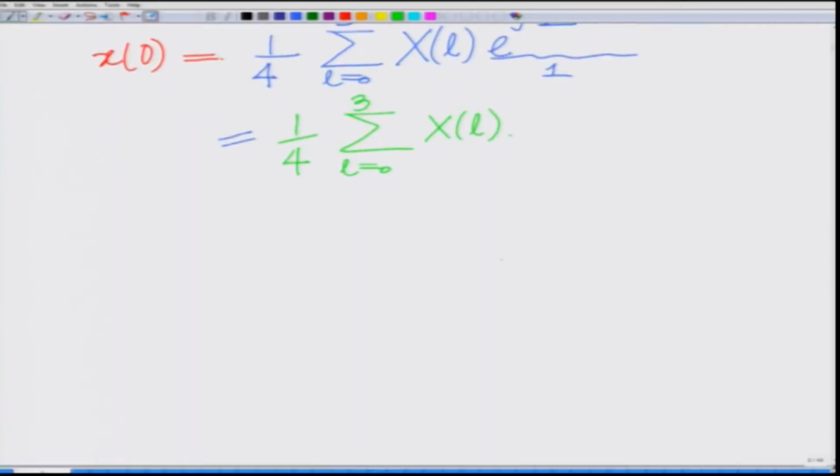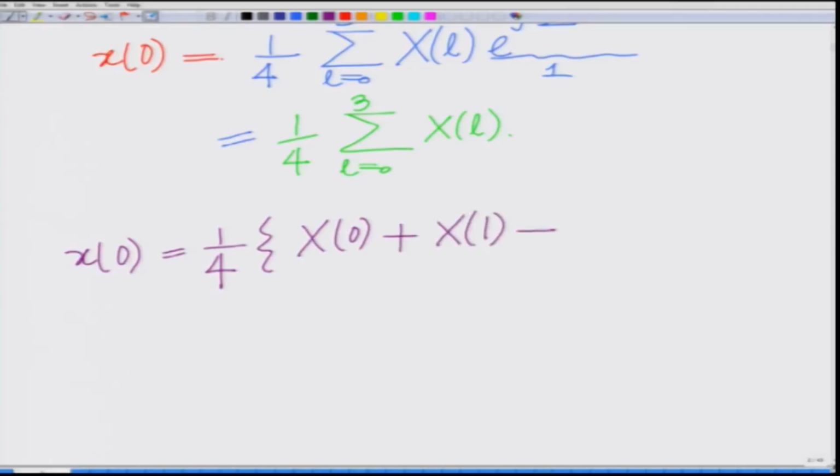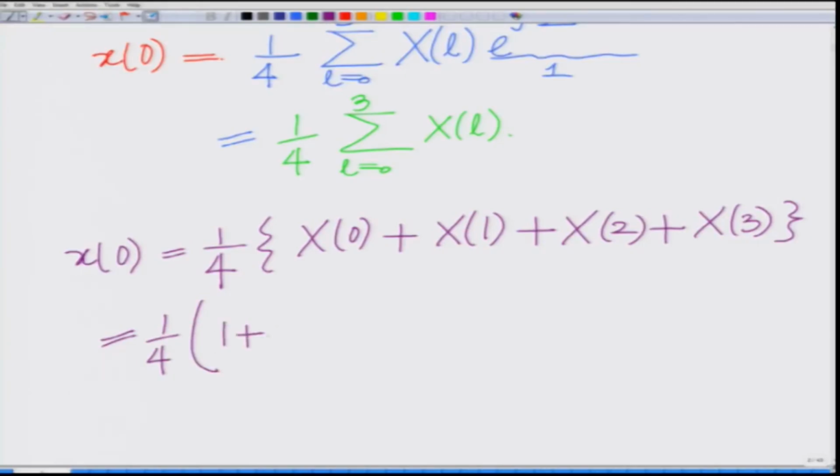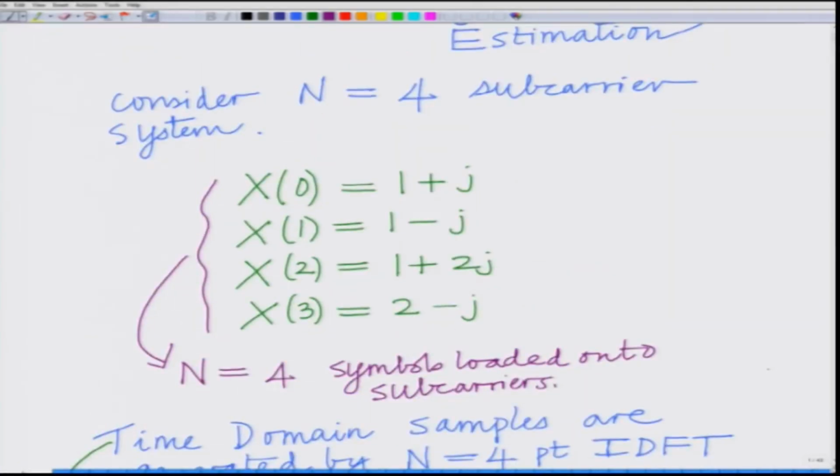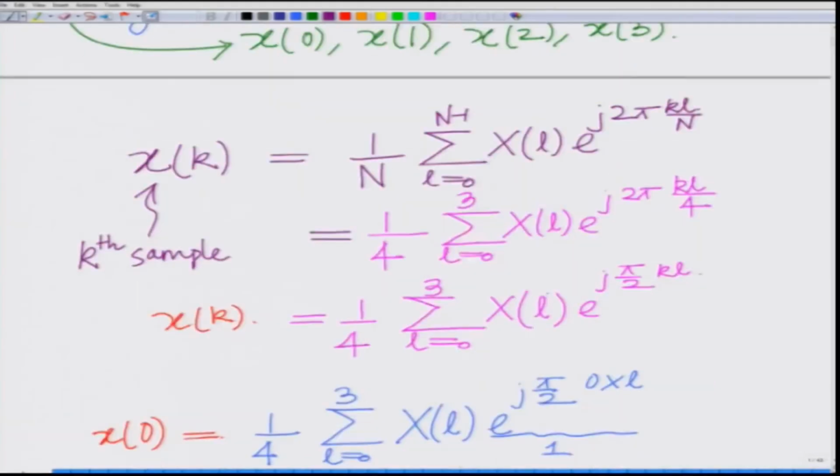Okay. Now, therefore, your x0 is 1 over 4 times capital X0 plus capital X1 plus capital X2 plus capital X3, which is equal to 1 over 4 times, substituting for capital X0, which is 1 plus j, plus capital X1, which is 1 minus j, plus capital X2, which is 1 plus 2j, plus capital X3, which is 2 minus j. Remember, we have already given the values of capital X, that is the symbols. These are the symbols that are loaded onto the subcarriers, so I am simply substituting them over here.